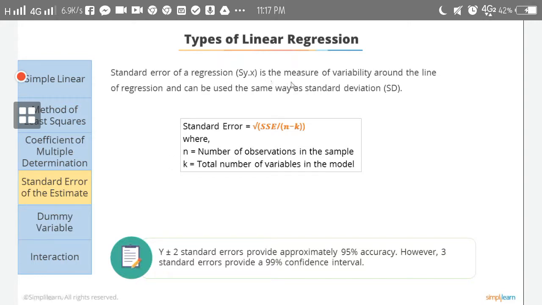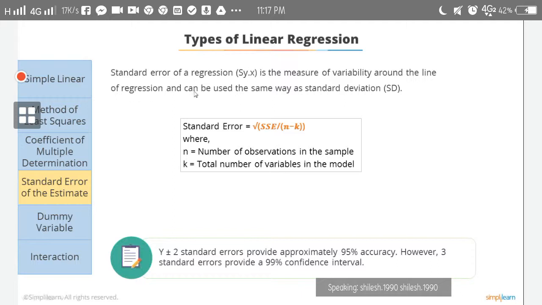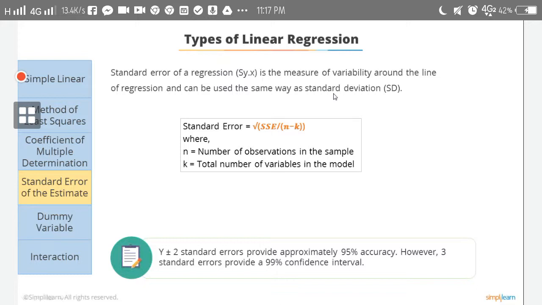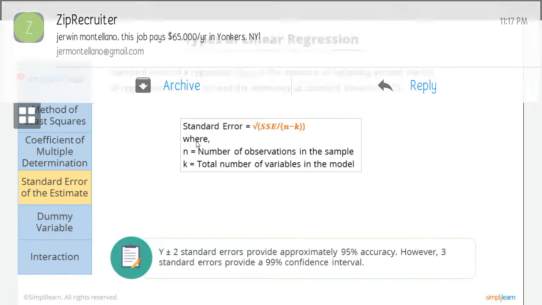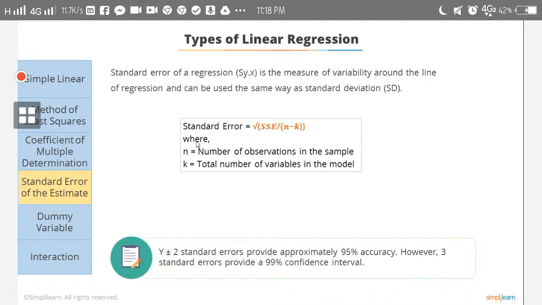So standard error is a measure of variability around the line of regression and can be used the same way as standard deviation. So how much is your data point deviated around the model line? It is basically the sum of square of error, or sum of square of residual, whatever you call it, divided by n minus k, that is total number of observations minus total number of parameters, which is the degree of freedom.